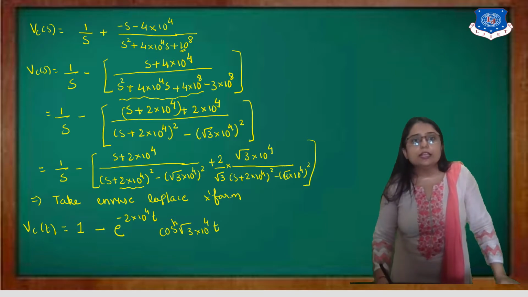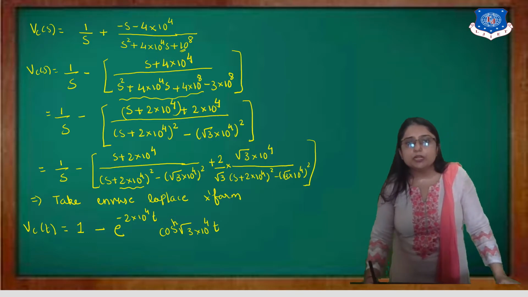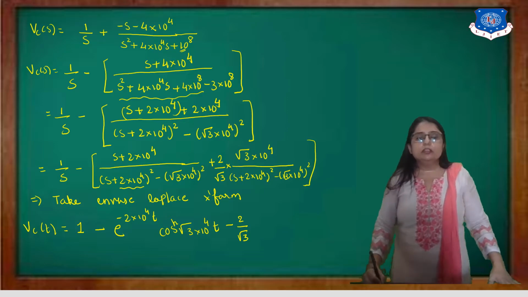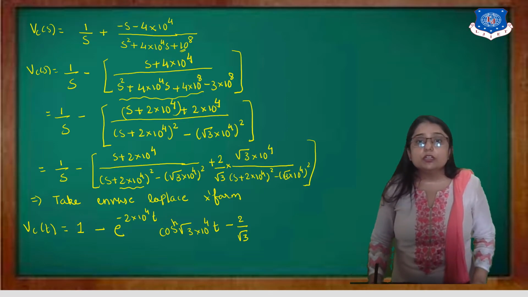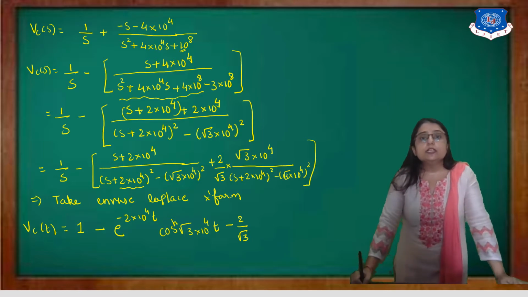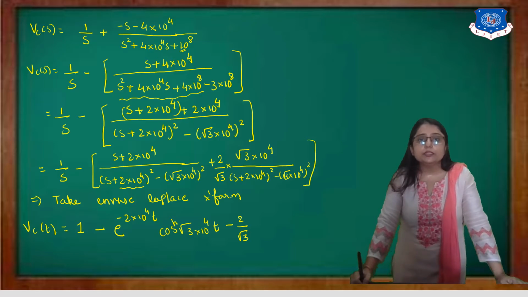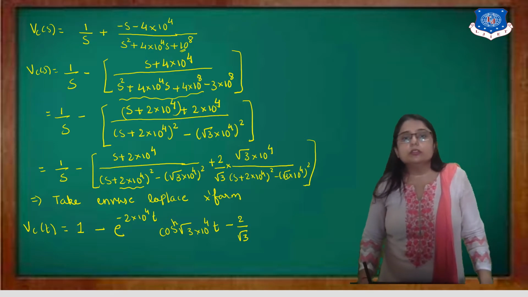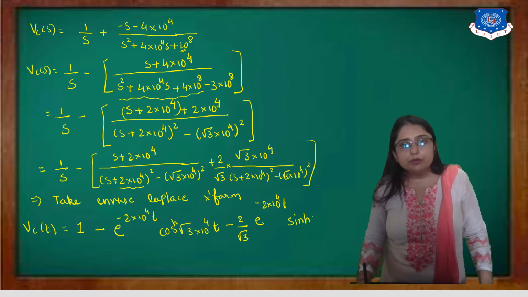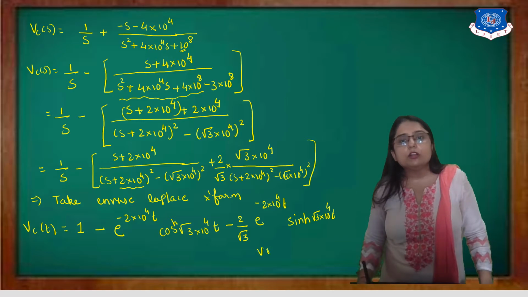Alright. Then again this minus will multiply with the plus, so that will give you the minus sign. So 2 by root 3 is a constant. Okay. Then here this is the inverse of e raised to minus at sine hyperbolic omega t. So here what we have is e raised to minus 2 into 10 raised to 4, then sine hyperbolic root 3 into 10 raised to 4.